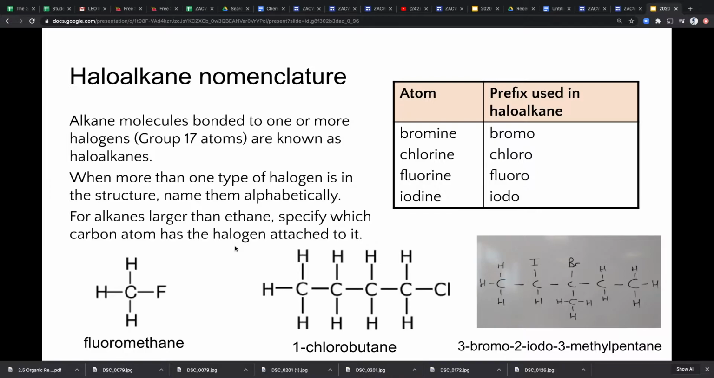And the last one is a particularly tricky one I drew up. You probably wouldn't see something like this on the exam, maybe. And I've called it 3-bromo, 2-iodo, 3-methylpentane. And you will notice that I put them in alphabetical order. B for bromo, I for iodo, M for methyl. So in that alphabetical order, that's how they are listed. So the rules are all the same. There's nothing new, really.